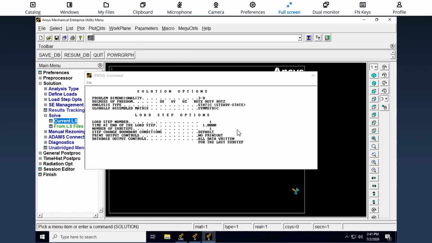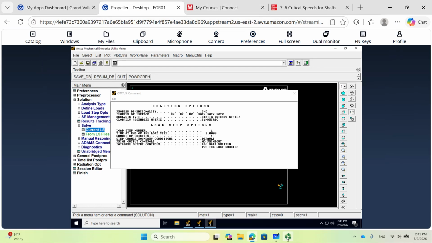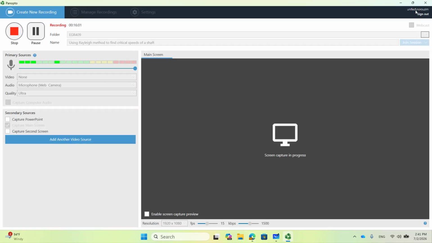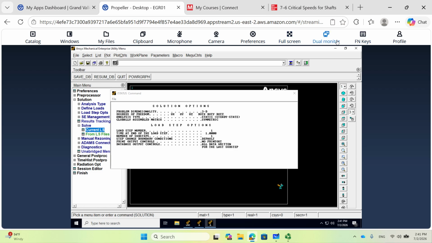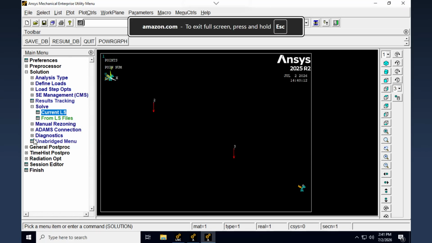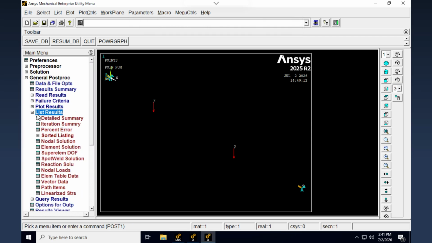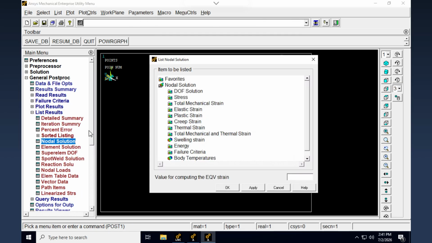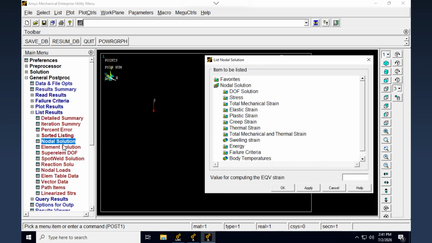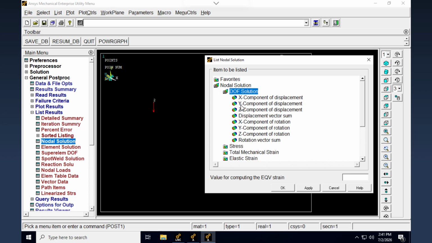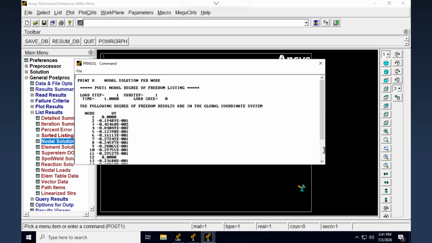Alright, so my solution is done. Make sure that everything is going well. Okay. Alright, so the solution is done. Let's look at the numbers. So I come here, then general postprocessor, list results, nodal solutions. I want to see the degrees of freedom solution. I want to see displacements in the y direction, the deformation in the y direction, the y-axis. So okay, these are my numbers.